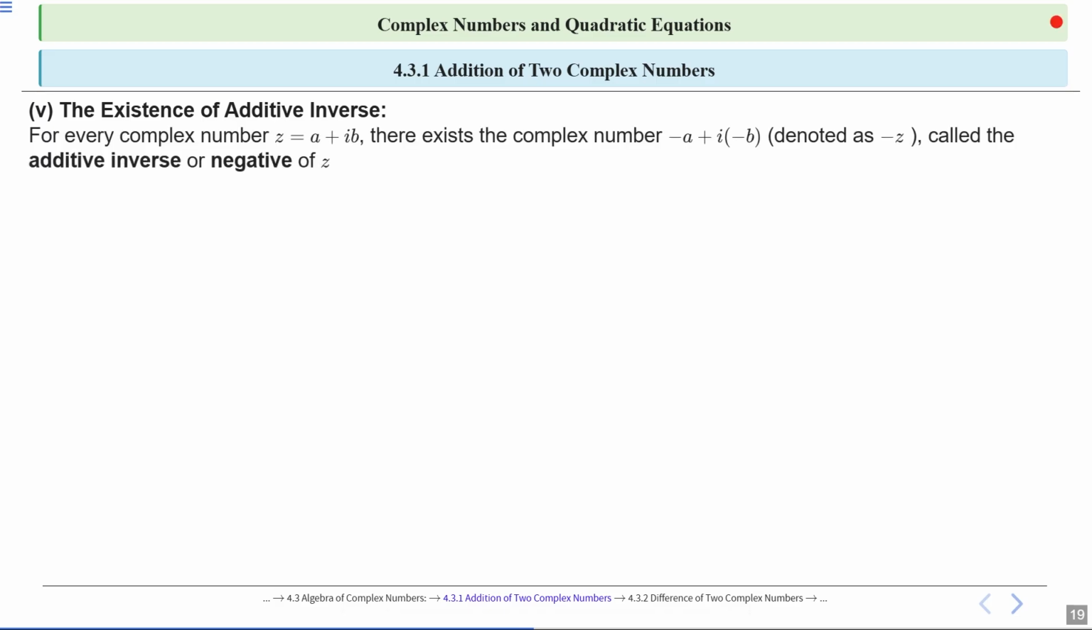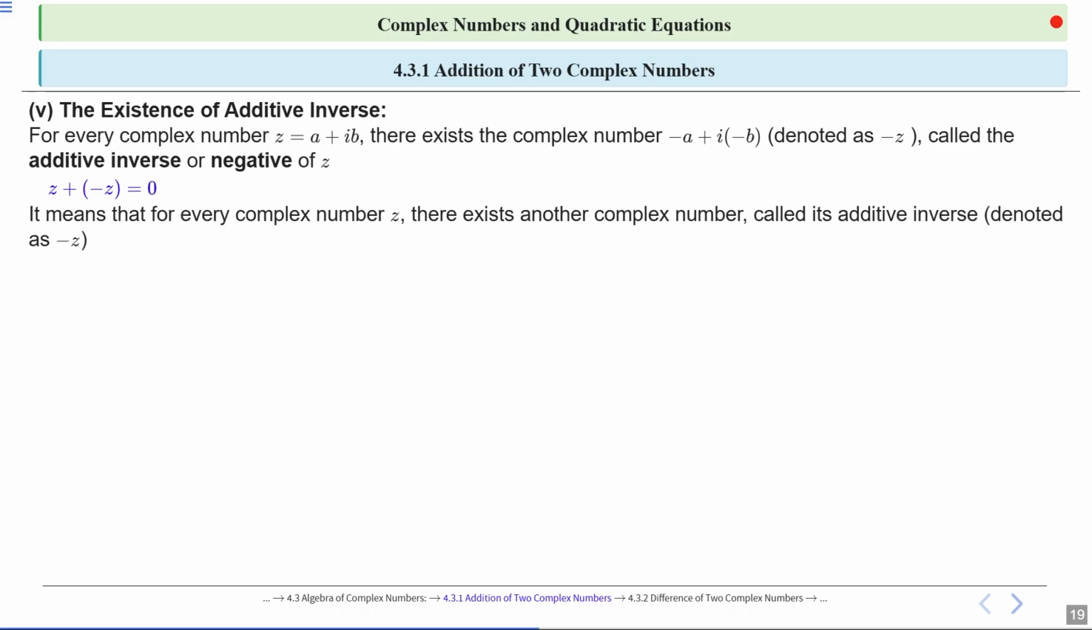So for every complex number Z equals A plus iota B, there is another complex number written as minus A plus iota times minus B, which we call the additive inverse or negative of Z. Notice that when we add Z and its additive inverse minus Z, we get 0. In other words, Z plus minus Z equals 0. So for every complex number Z, there always exists another complex number called its additive inverse, and we write it as minus Z.